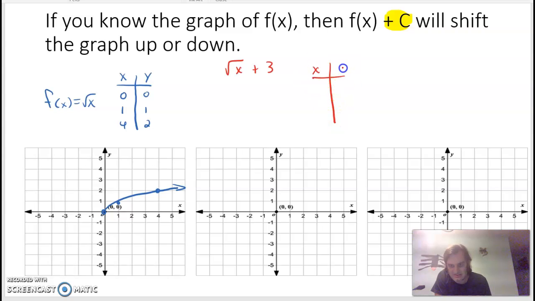Okay. So in this case, I can plug in the same numbers. Square root of 0 is 0, but then I add 3. So I get the point 0, 3. Square root of 1 is 1, but add 3, that gives me 4. 1, 4. Square root of 4 is 2, add 3, that gives me 5. So 4, 5. So look what it did to our graph.